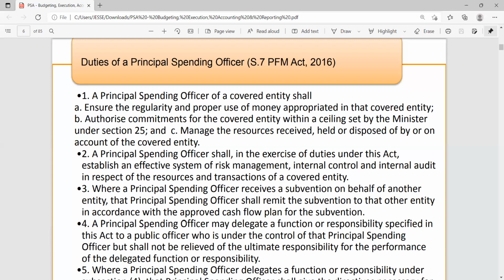So when a PSO receives some form of money on behalf of another entity, that principal spending officer shall remit or send the subvention to the other entity in accordance with the cash flow plan.